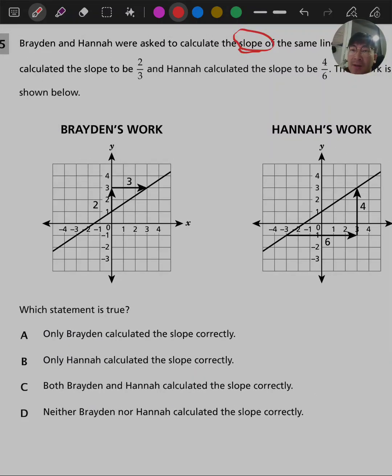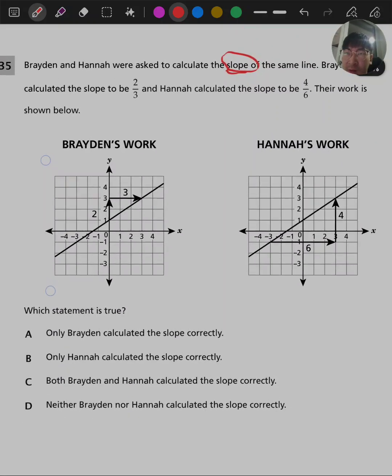Like I mentioned in the previous video, to compute the slope when you're given a graph, there are many ways. You just got to choose two nice points. What does nice mean? Whole numbers. Stick with whole numbers, natural numbers, or integers. If you can't find a nice one, then you could use friendly fractions, but try not to use fractions because the calculation gets a little hairy. So let's see what Brayden did.